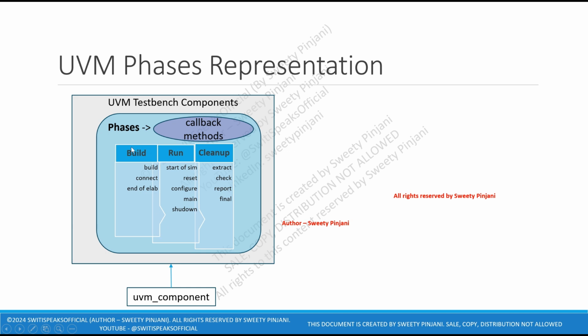It means first we will do all this, then we will go to run. After coming to run, we will do all this, then we will go to cleanup. In build, there will be three phases which will be build, connect, end of elab. We are going to learn in detail about each of these. For now, just remember build will have three, which is build, connect, end of elab.